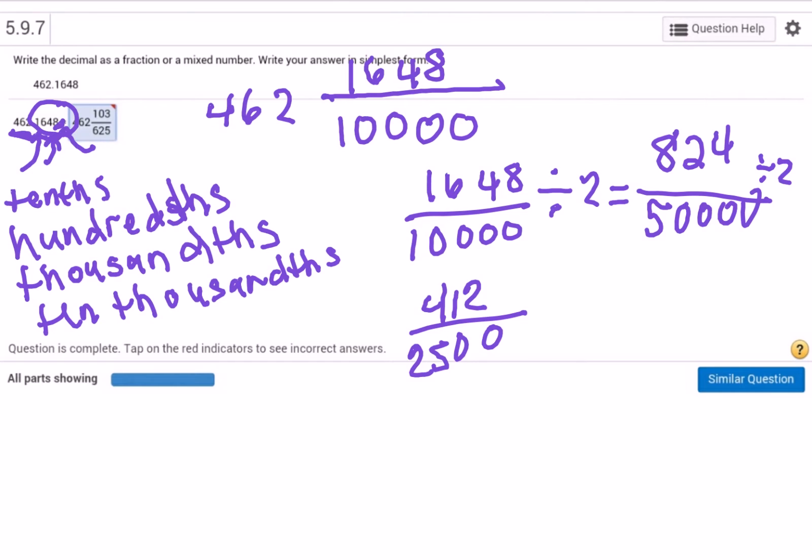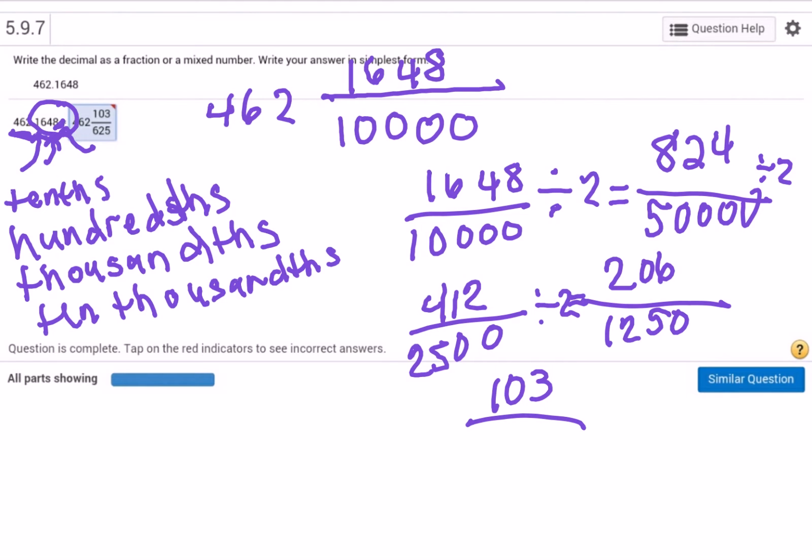Still, we have those even numbers. Let's try it one more time. Divided by 2. 412 divided by 2 is 206. And 2,500 divided by 2 is 1,250. Let's try it again, because we're still looking at even numbers at the end. So I get 206 divided by 2, and that's 103. And then we need to make sure 1,250 is divisible by 2, and it is: 625.